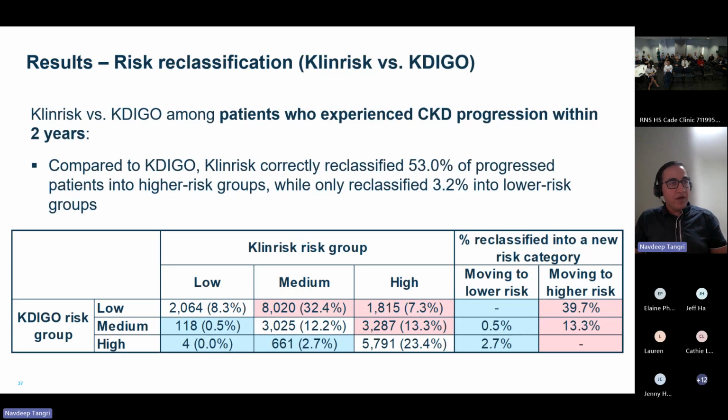When you compare, in Optum, the KDIGO heat map to the ClinRisk risk group, what you see is that the algorithm is sensitivity optimized. Cases are consistently moving up. So 52% of cases move up, only 3.2% of cases move down. So it's sensitivity optimized. It'll find the people who are going to progress.